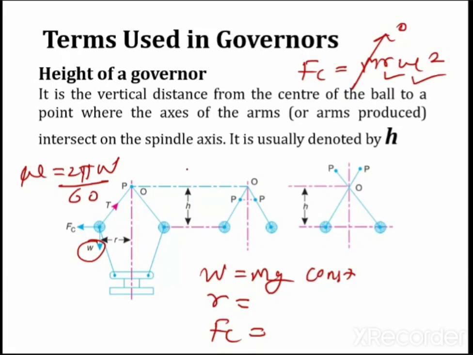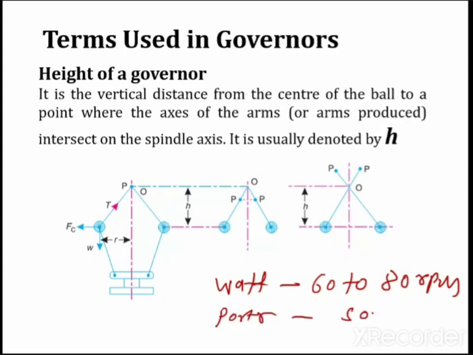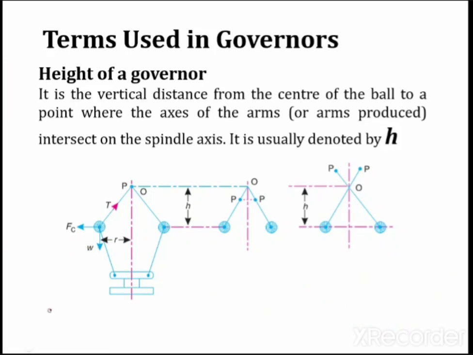Now, whenever you are designing a governor, you have to design it for some range. For example, let us take a Watt governor. A Watt governor is designed for 60 to 80 RPM. When you take an example of a Porter governor, it will go up to, let us say, 5000 RPM. So this is a range. How we decide the range and exactly what is the logic behind this, we will understand later. Is it clear? I hope you understand these terms. So now, next.